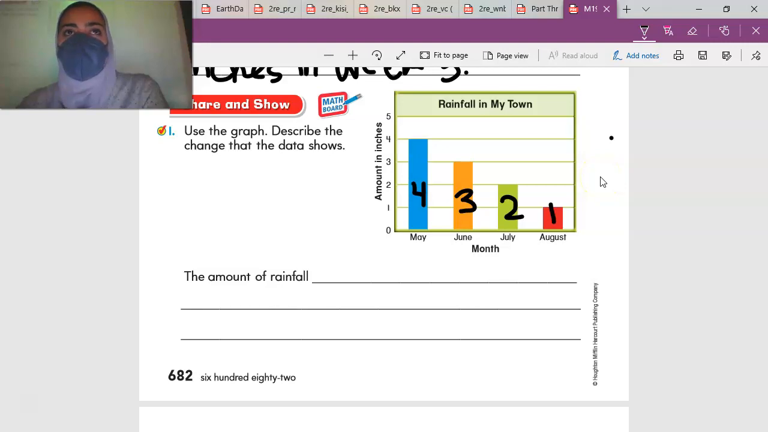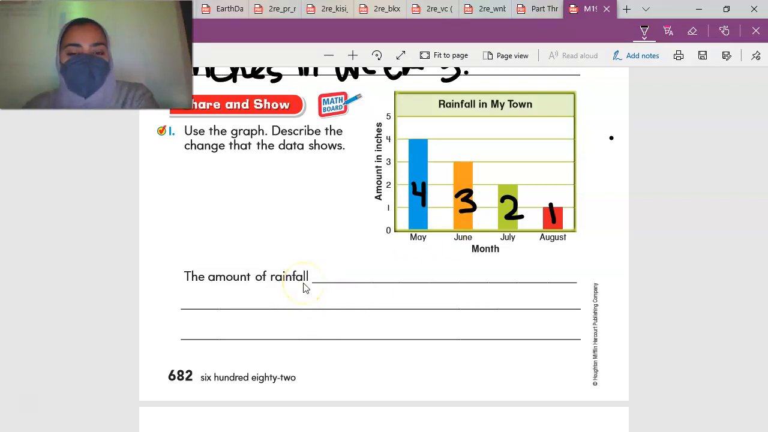What is the pattern? 1, 2, 3, 4. Very good. 4, 3, 2, 1. So it's measuring 1 less inch each month, right? It's raining less and less each month. In May, it rained the most. In August, it rained the least. And it's raining less and less each month. In May, it was 4. In June, it was 3. In July, it was 2. In August, it was 1.